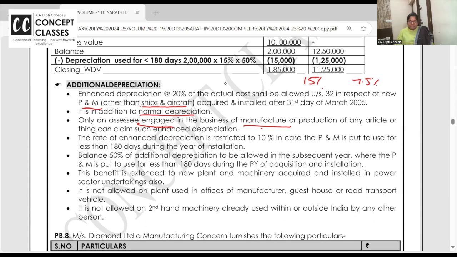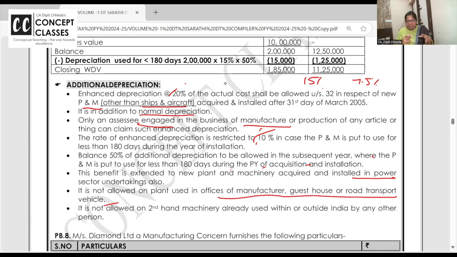But if you are a manufacturer, anyone, proprietor, partnership concern, you will get enhanced depreciation at the rate of 20%. If the asset is used for less than 180 days, then 10%, and the balance 10% next year. This is allowed even to the power sector, but it is not allowed even for a manufacturer on assets which are used in office, guest house, and road transport.